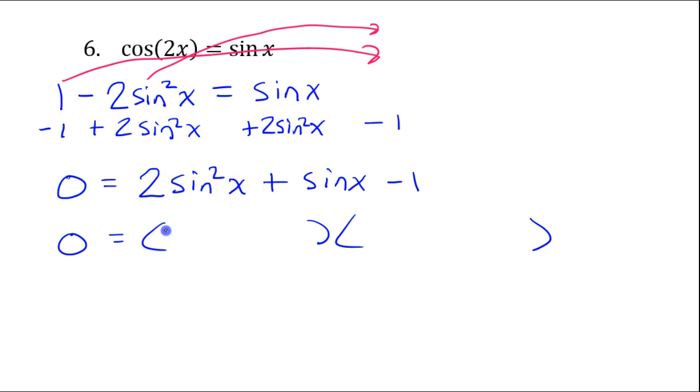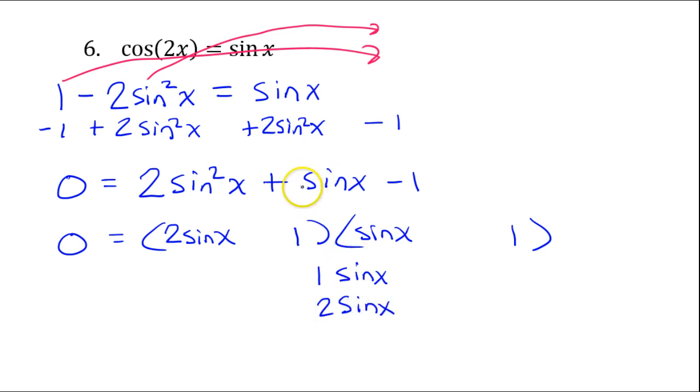2 sine squared x can only factor as 2 sine x times sine x. Now look at the end, 1. 1 can only factor as 1 times 1. Now inner plus outer must equal the middle. Inner, I have 1 sine x. Outer, I have 2 sine x. I'm trying to get a middle of 1 sine x. That will happen if I have a minus 1 and a positive 2. So this will have to be minus and this will have to be plus. Will that give me negative 1? Yes, negative 1 times positive 1 is negative 1. So we factored it.